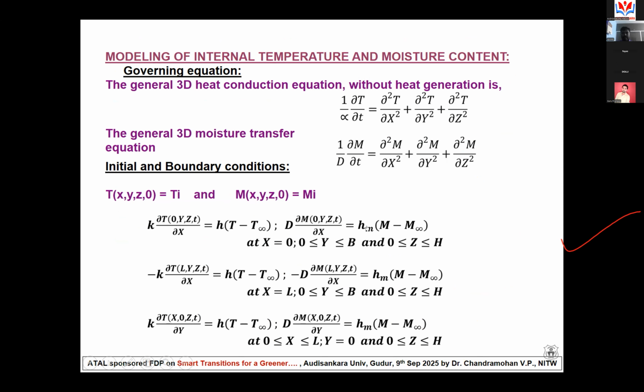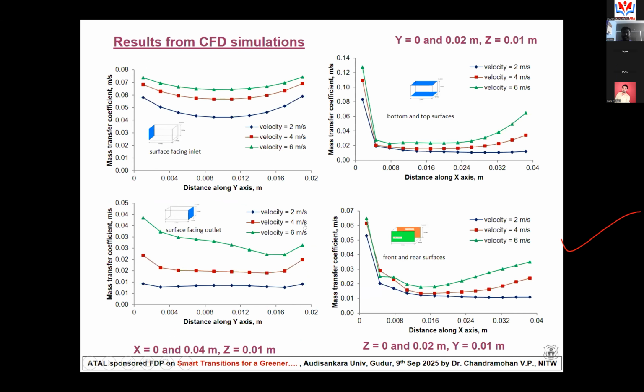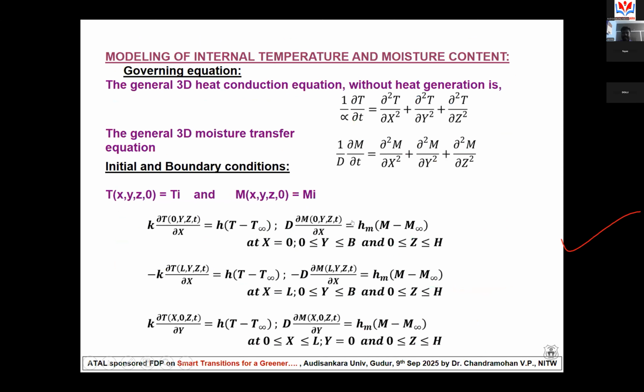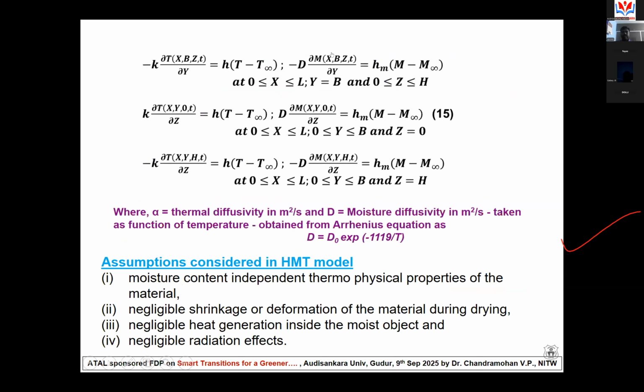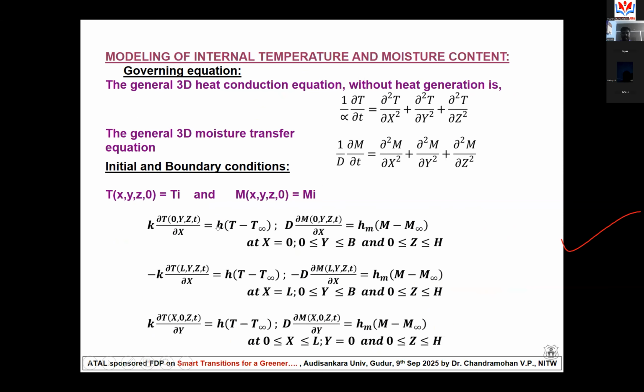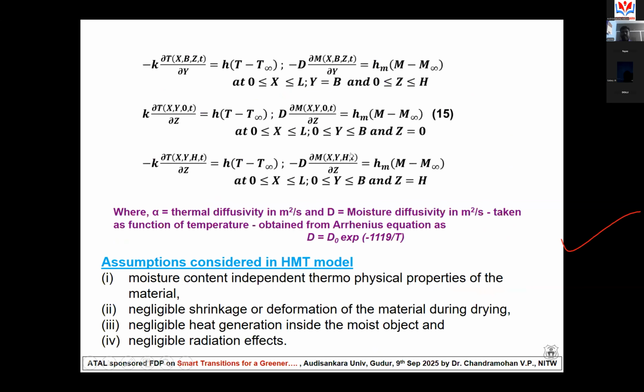Similarly, these are the mass transfer boundary conditions. Here we need the help of the mass transfer coefficient. The mass transfer coefficient is taken from these plots and incorporated here in terms of curve fitting equations, and then this mass transfer equation is solved and the moisture distribution is found. Here we mentioned 6 equations because since it's a 3-dimensional problem, we need to give 6 boundary conditions. That's why these equations came.